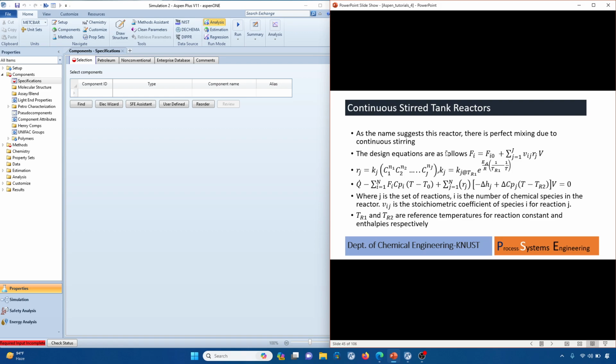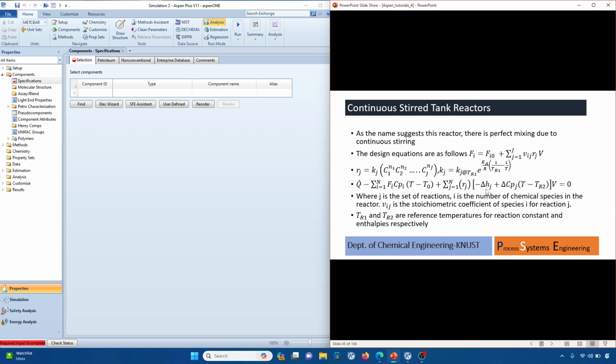So the first reactor we are going to look at is the continuous stirred tank reactor, the CSTR, and these are some of the design equations regarding these reactors. So conventionally, there's a material balance. And this is the Arrhenius equation for the temperature dependence of the rate constant for the reaction. And this is the energy balance equation. Depending on whether the system is adiabatic or there's heat exchange involved, some of these terms might be present or absent.